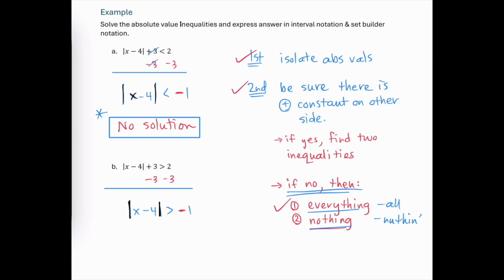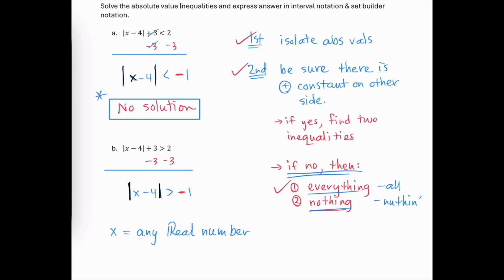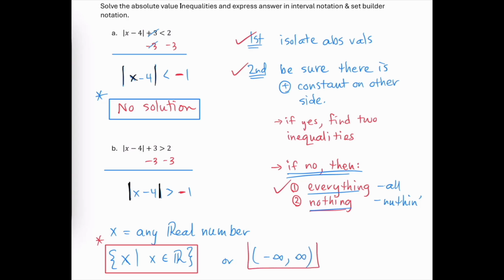When we say that everything works, that means basically that all real numbers plugged in for x are going to make a true statement. And we can either say that we can plug any real number in for x, and a better way to say this is using set builder notation, which is the set of all x's such that x is an element of the real numbers. Or we can write this in interval notation, saying from -infinity to +infinity and not including either of those infinities.